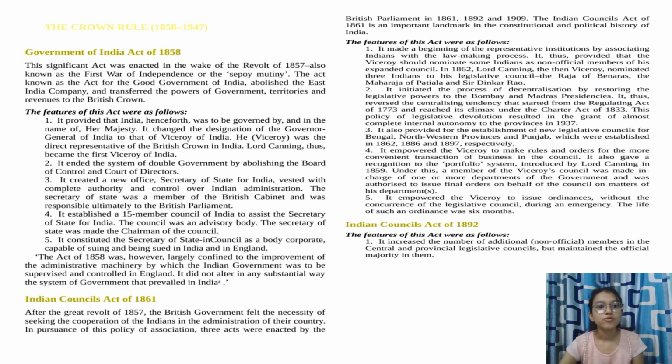Then we have the Crown rule, that is 1858 to 1947. So now the company is ruled by the Crown. Government of India Act 1858. This significant act was enacted in the wake of the Revolt of 1857, also known as the First War of Independence or the Sepoy Mutiny. There are various names, but they were talking about that particular act only. This act, known as the Act for the Good Government of India, abolished the East India Company and transferred the powers of government, territories, and revenues to the British Crown.